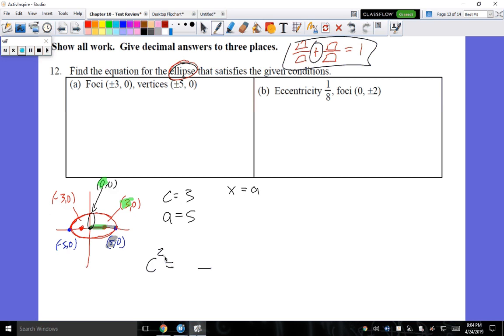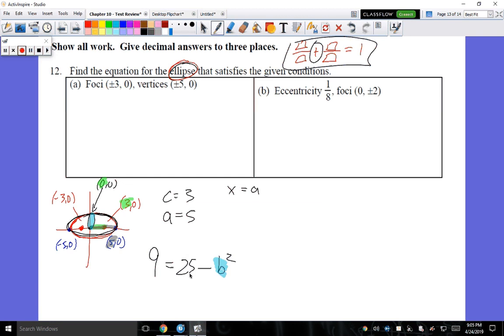C squared is the bigger one squared, which we know, because it's horizontal, the bigger one is 5. And we're going to take away this smaller one squared, which is B. This is what we don't know. Let me highlight that in blue. We don't know this B quite yet. Okay. So C was in fact 3. So we're going to say 3 squared is 9. Let me put this 5 squared as 25.